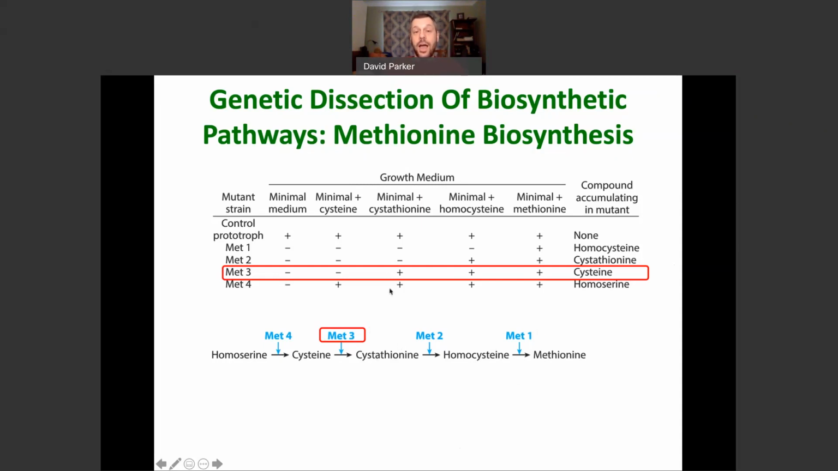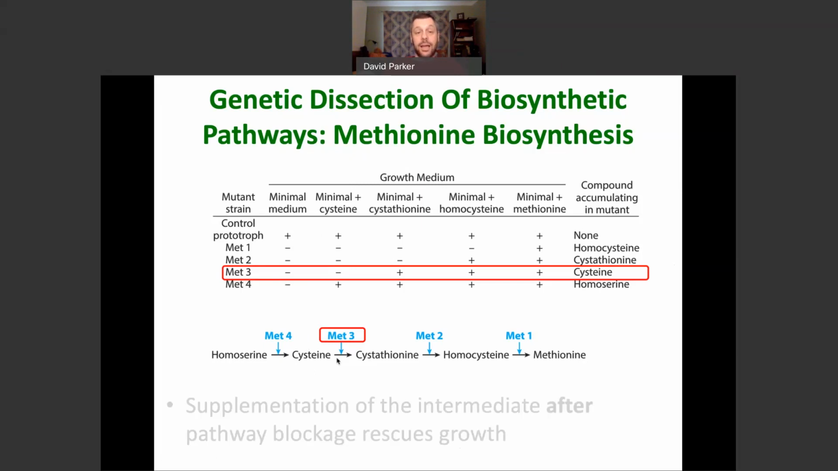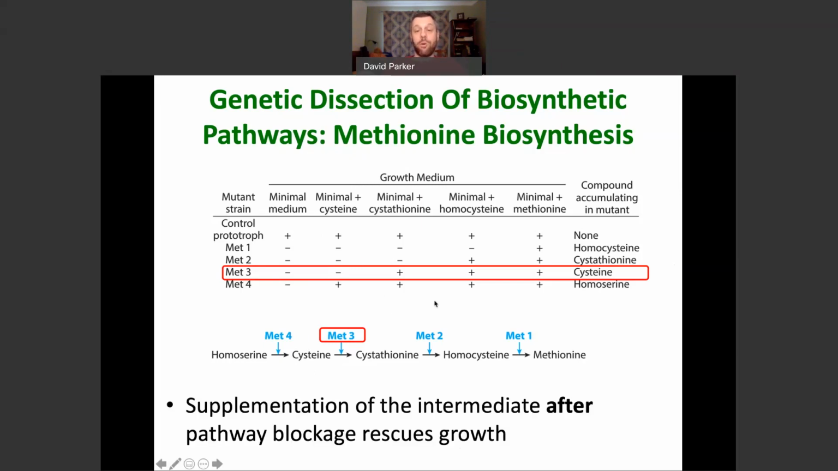If you give it cystathionine, as shown here, you get a little plus because it grows, right? Because it has a normal MET2 and a normal MET1, so it can do this and it can do that. But if you give a MET3 mutant cysteine, as shown here, you get a minus, which indicates that it didn't grow. And that's because a MET3 mutant can't do this conversion from cysteine to cystathionine. Hoping that makes sense.